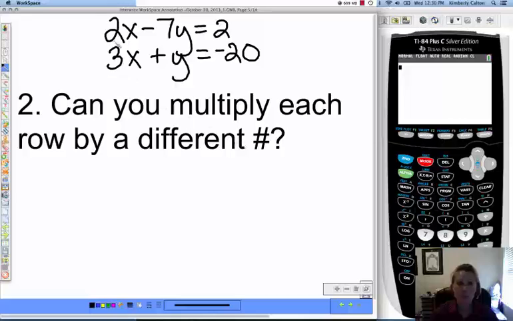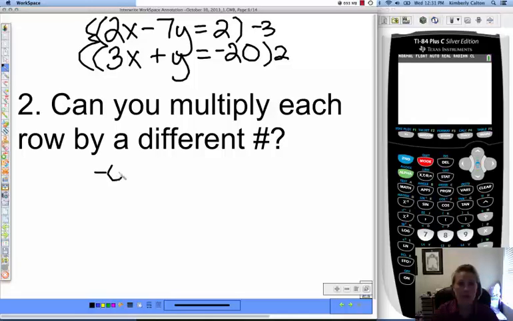Looking at the same problem, now I want to think about solving it. Can I multiply each row by a different number? Well, if I want to solve this by elimination, I would want to have either the x's that are the same or the y's that are the same. So yes, I can multiply each equation by a different number. So if I multiply the top equation by negative 3 and the bottom equation by 2, let's see what happens.